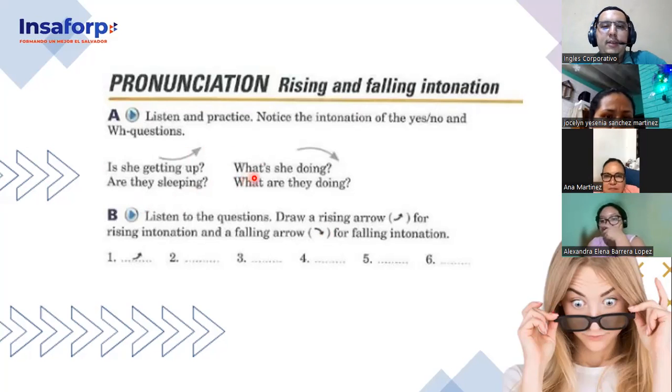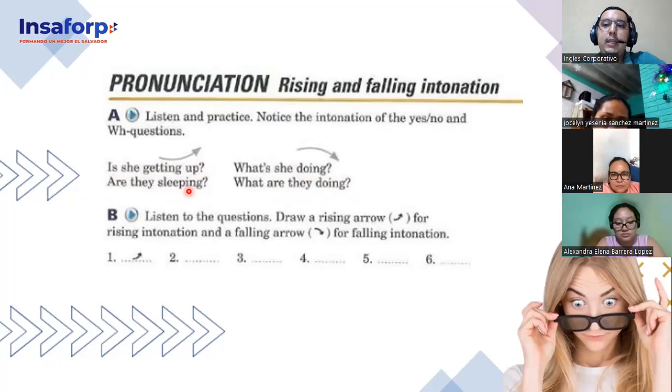Okay, what were we doing? Okay. What is she doing? In this other case, what are they doing? If you see, we have the same structure at the end: doing. What about the one on the left? Is she getting up? Are they sleeping? Okay, I don't know who wants to collaborate with me, telling me the four sentences that we have right here. Who wants to help me?